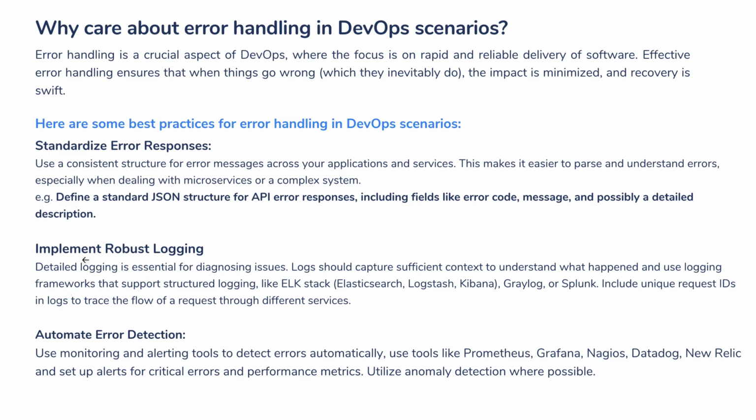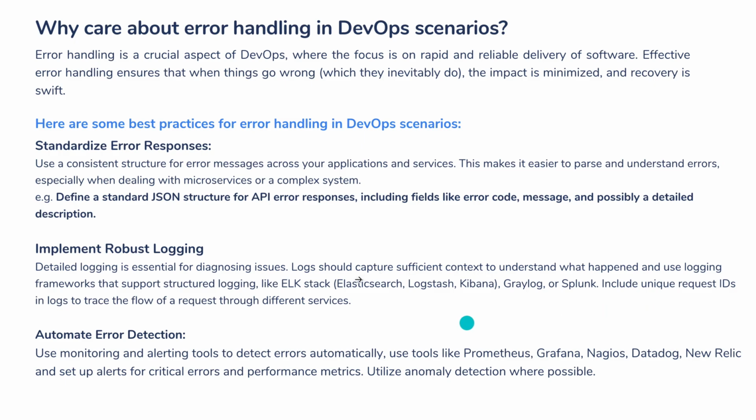Second point is implement robust logging. Detailed logging is essential for diagnosing issues, and logs should capture sufficient context to understand what happened. Use logging frameworks that support structured logging, for example the ELK stack, which consists of Elasticsearch, Logstash, Kibana, or Graylog or Splunk. Now include a unique request ID in logs to trace the flow of a request through different services, and this is very important for root cause analysis.